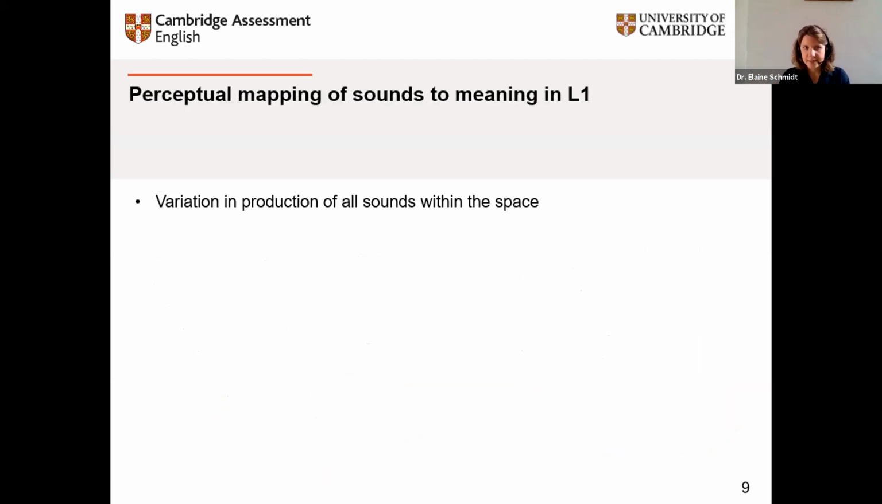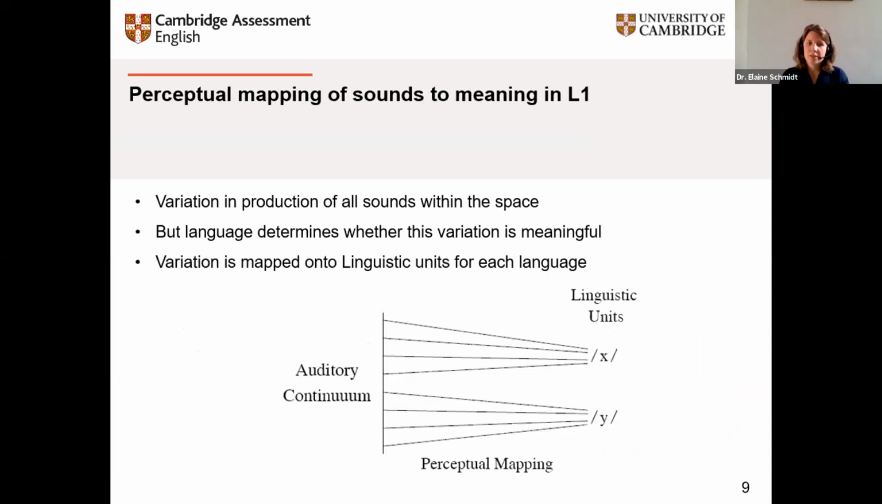So, as I said, there is variation in the productions of all sounds within the space. That is the case for all different languages. But a language determines whether this variation is meaningful. So if we think of this variation as a continuum, because it is a continuum, sometimes you have your tongue slightly higher or slightly lower, so you produce a slightly different sound, then it depends on the language to determine whether it is 1 unit or whether it is 2 different linguistic units or 3 different units, and so on and so forth. And that's what we call perceptual mapping. So we map it onto units that we have that are meaningful in our native language.